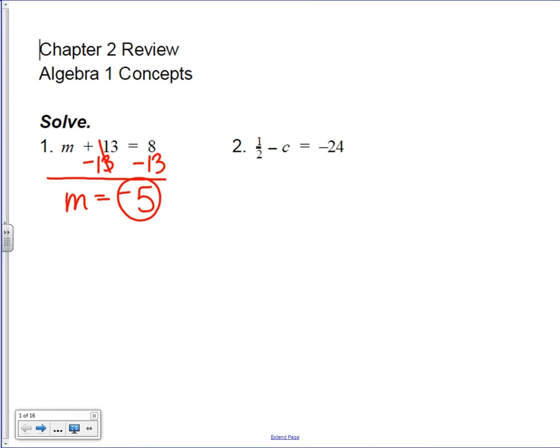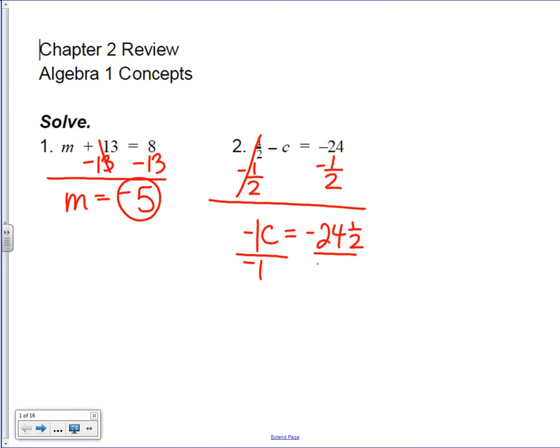In number two, we're isolating the C. First I've got to get rid of the 1/2. It's a positive 1/2, so we'll subtract it. Please notice there's still a negative in front of the C, and you get -24 and 1/2. Finally, we've got to isolate that C. You see the negative in front of there? There's a -1, so let's divide by -1. And you get C equals a positive 24.5.